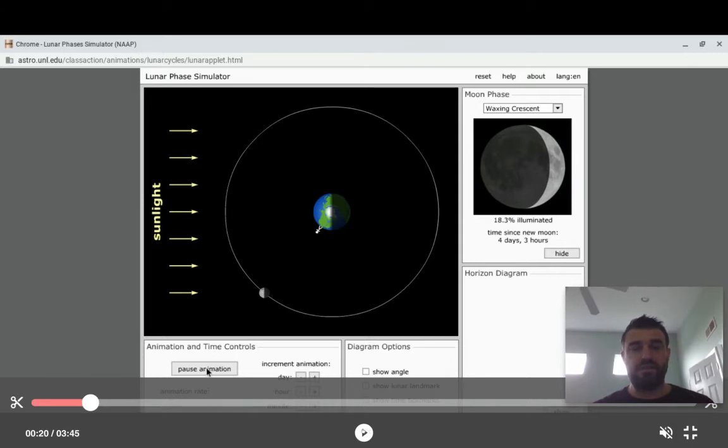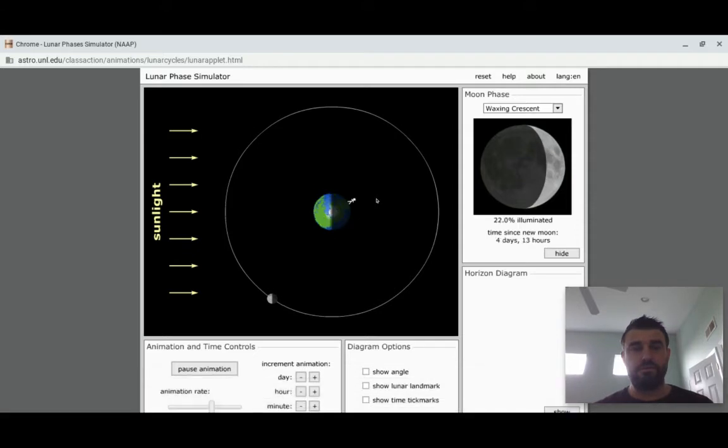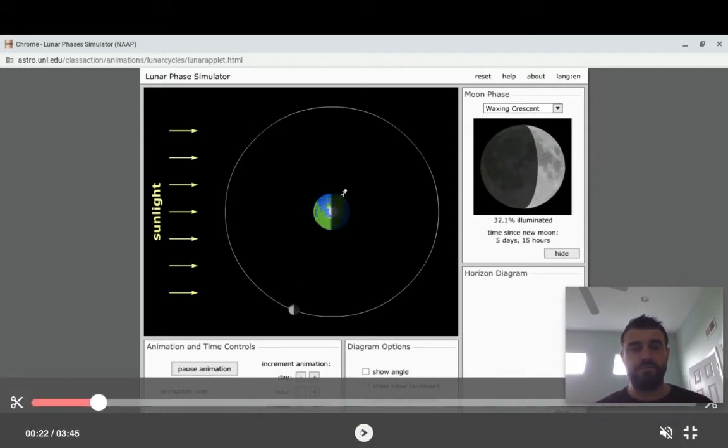Okay, they stopped it right there. I'm going to pause it as well. Oh, let me pause it. Go back a little bit. There we go. So when the moon is here, an observer on Earth is only able to see this tiny little slice that's lit. Okay? And that is what the moon's going to look like. We call it the waxing crescent.